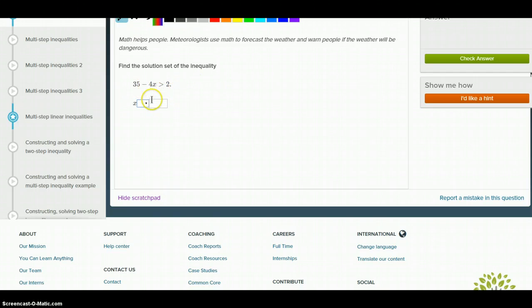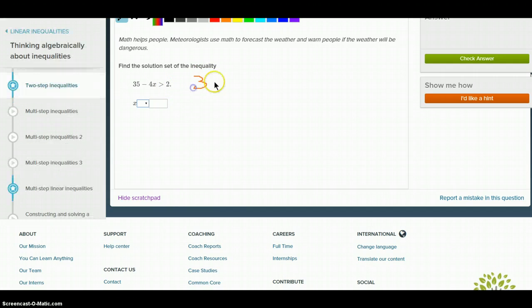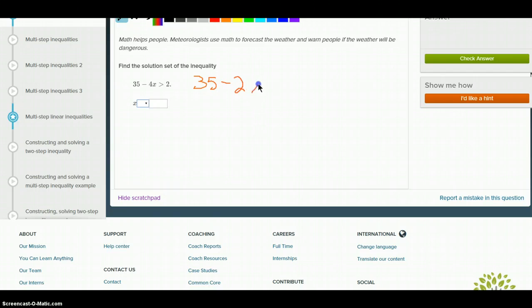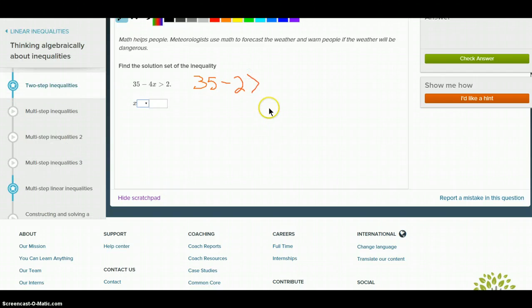So we can do this a few ways. Let's try adding 4x to both sides, and we get rid of this negative right away. And then we'll subtract 2 since we're at it. So we'll have 35 minus 2 is greater than 4x.